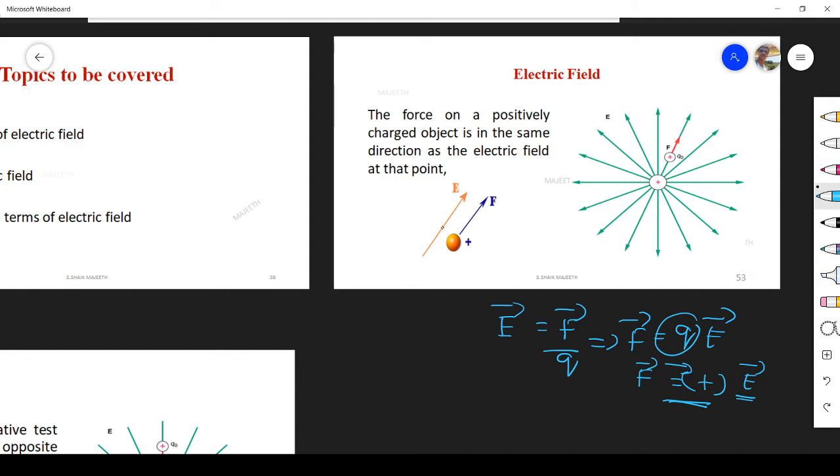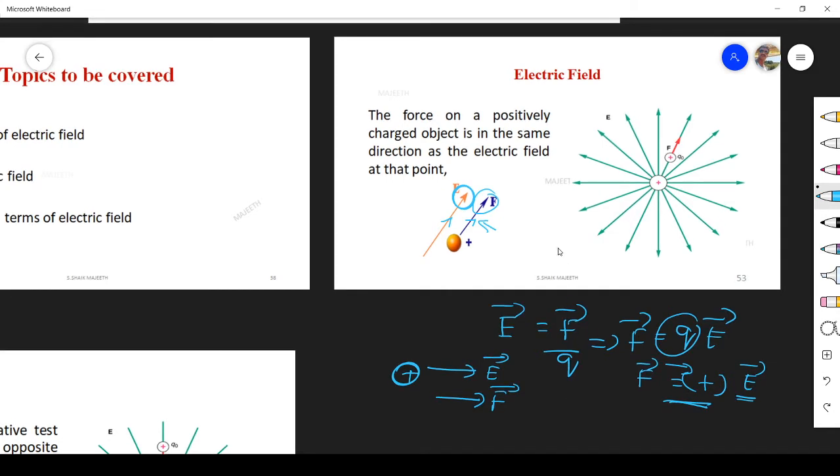That's why you see force is going in this direction. The electric field also, F is in this direction, E is also pointing towards the same direction. So both F and E, both are vectors, are in the same direction for a positive charge. Right here you see it's going like this. E is the electric field, the green lines, F is the force, both are in the same direction.